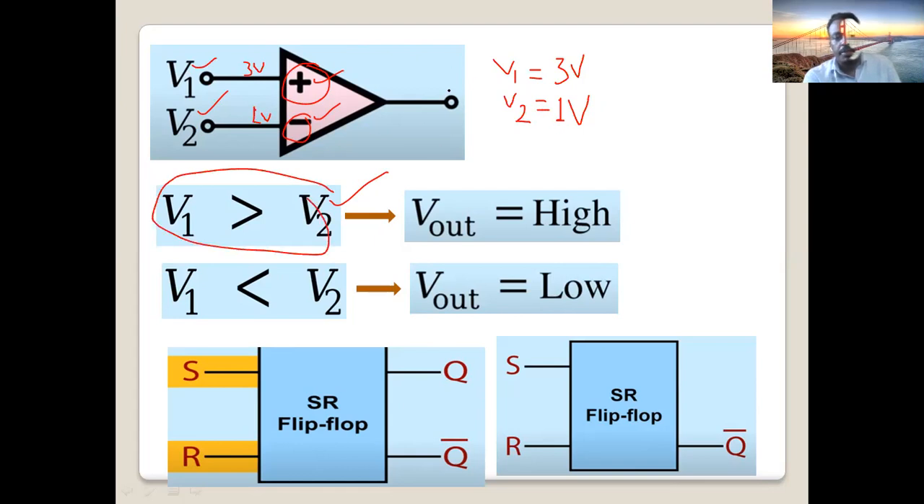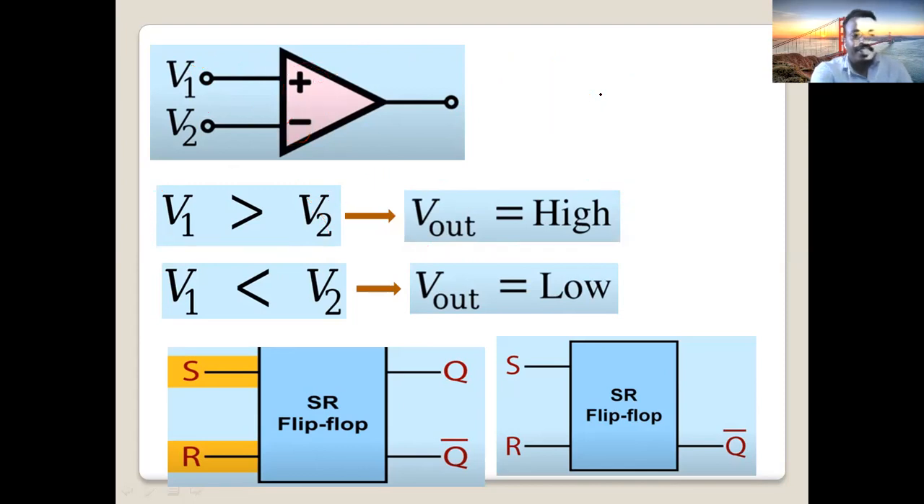In this case, what will be the output of the comparator? The output will be high state, or you can call it binary 1. High means 1, or you can call it on. Now, if you apply 4 volt here, V1 is 4 volt, V2 is 9 volt, what will happen on the output of this comparator? A comparator has 2 inputs, it compares the 2, and it will give you either 1 or 0. It gives you either high or low. The output can be on or off.